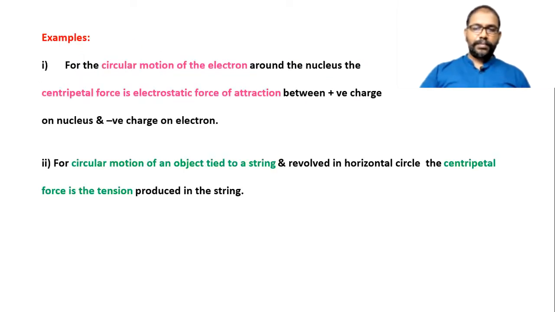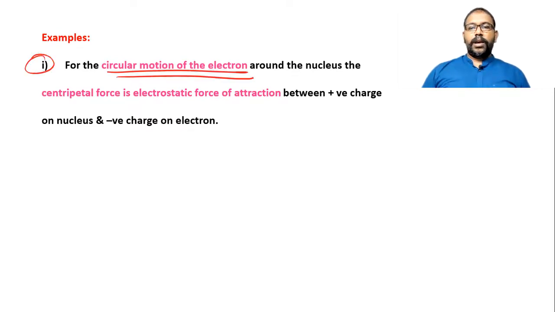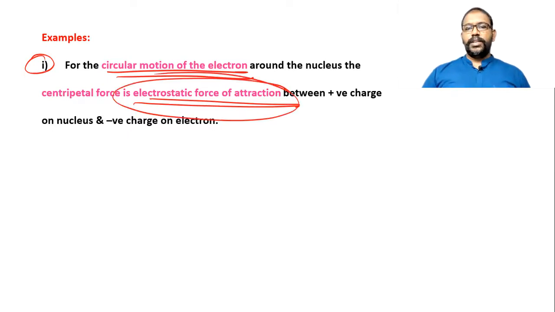Now, example number 1. For circular motion of an electron around the nucleus, centripetal force is provided by the electrostatic force of attraction. The necessary force in that case is called the centripetal force. When the electron is revolving around the nucleus, the necessary force is electrostatic force of attraction, so this electrostatic force provides the centripetal force for that circular motion.